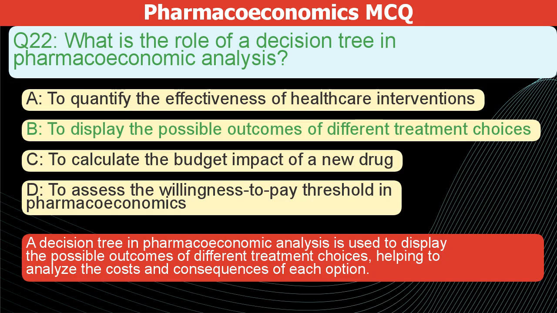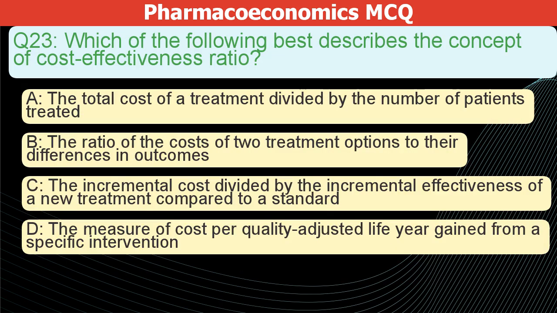The correct answer is B. A decision tree in pharmacoeconomic analysis displays possible outcomes of different treatment choices. It helps analyze the costs and consequences of each option. Which of the following best describes the concept of cost-effectiveness ratio?